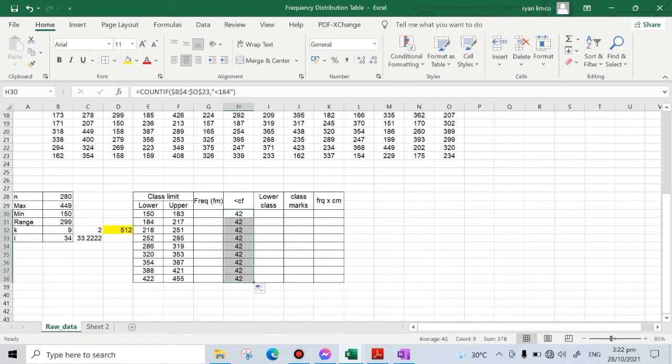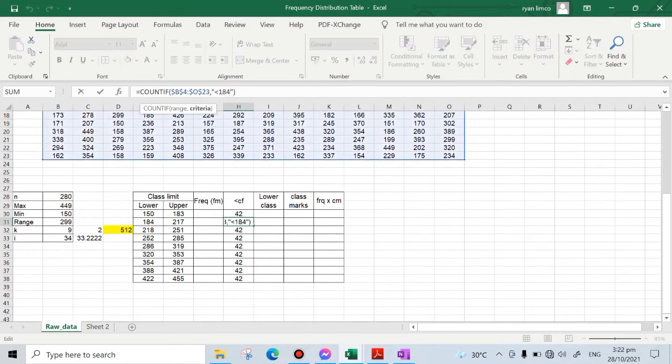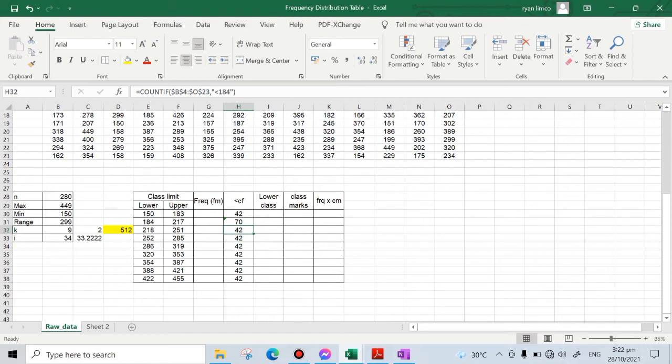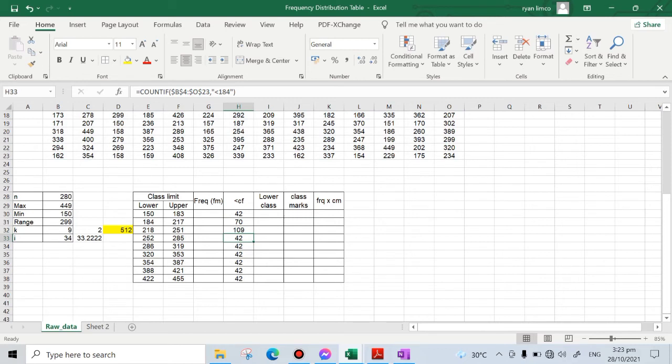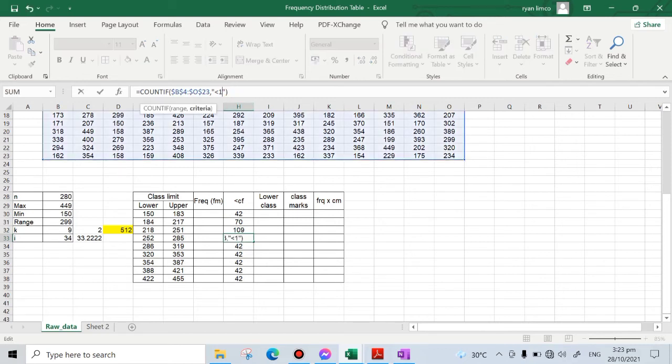Siyempre, pareho yung formula, pareho yung sagot. So, papalitan lang natin to. Here, then 217 here is 218. No? So, papalitan po natin ito ng 218. And here, papalitan natin ng 252. So, we have 252. And papalitan po natin ito ng 286.